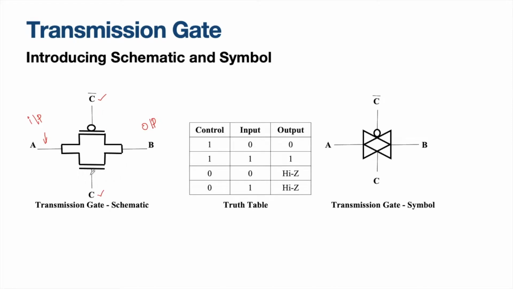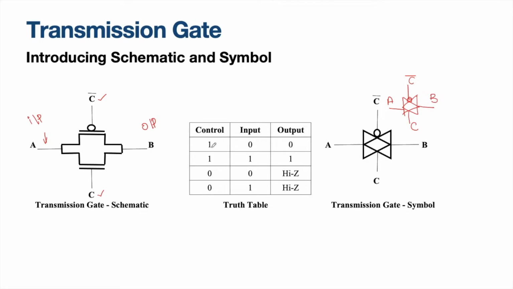This is a circuit schematic, and for it we also have a symbol, where we will have two triangles connected in this fashion. On top we always have the PMOS transistor, therefore the bubble is on the top. On the bottom we don't have anything because it is simply an NMOS transistor. For the NMOS we will be giving the control signal C. For the PMOS we will be giving the inverted version of the control signal. On one side we will have the input A, on the other side the output B. So here is a truth table.